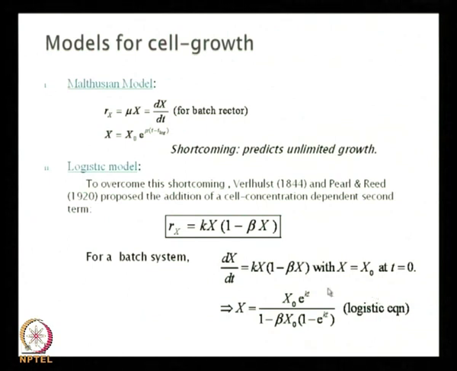Not separation of variables, but partial fractions. So, at x equals x naught, t equals 0. Actually, you can remove this t equals 0 and put t equals t lag if you want to. That way you can include the lag phase also, and when you integrate it, this is what you get: x naught e to the power k t over 1 minus beta x naught times (1 minus e to the power k t).